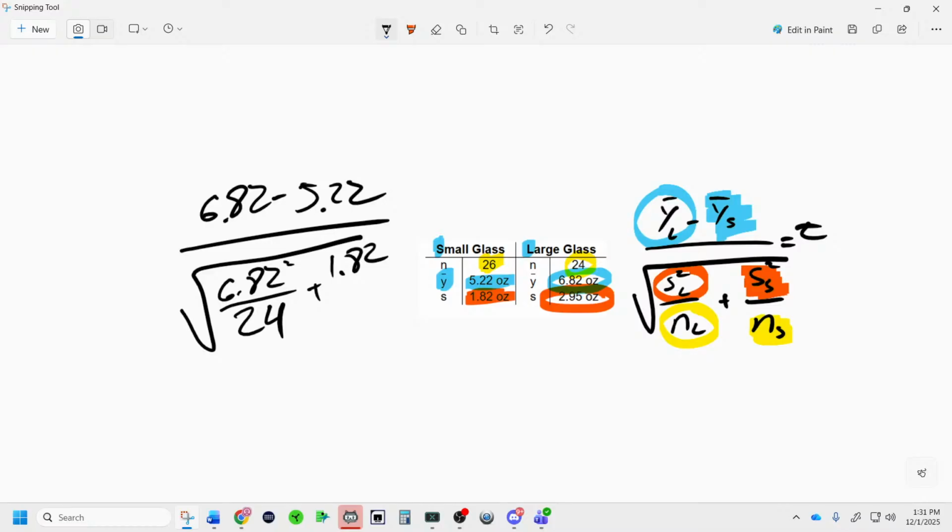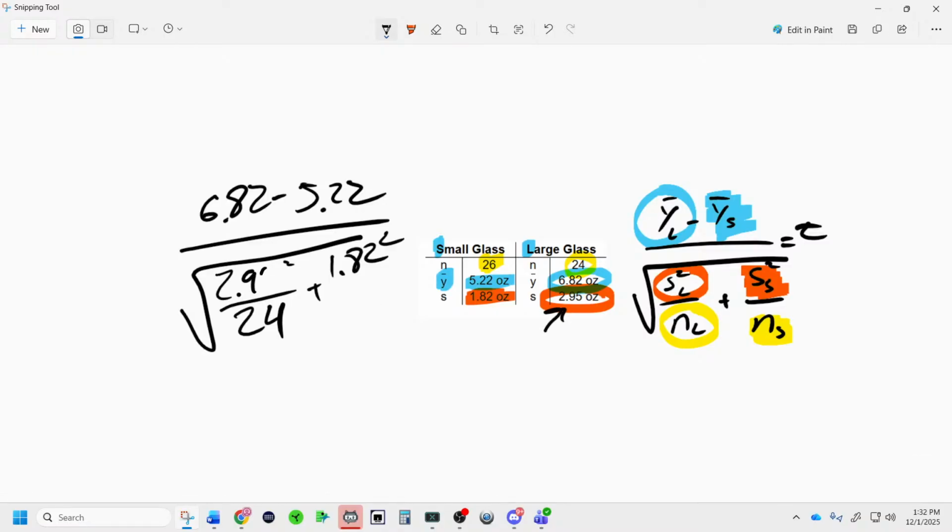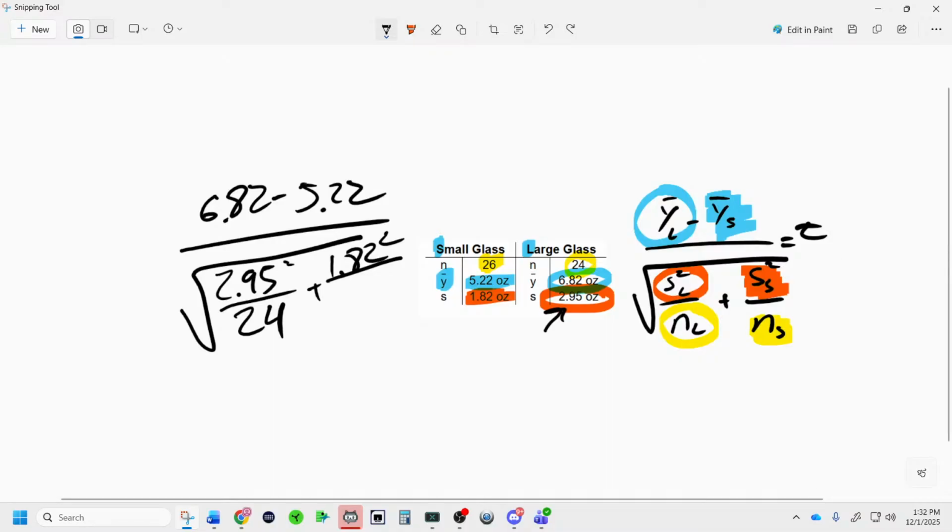Look, there's an error. Yep, there's an error right here. That is not the standard deviation. The standard deviation of large should be 2.95. It's very easy to make errors doing this. And then this is the sample size of small because we're going right there. So that's sample size of small right there. Sample size of small is going to be 26.